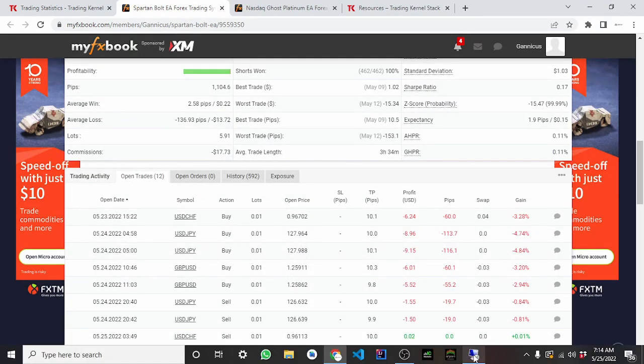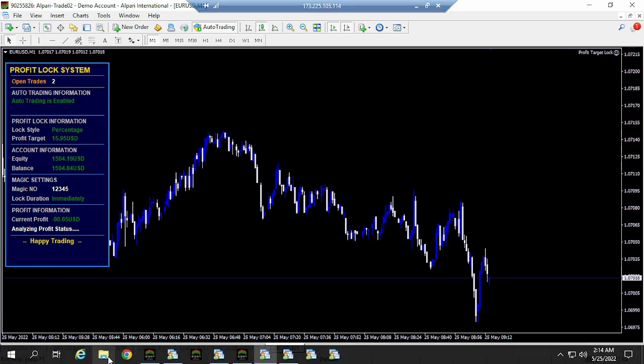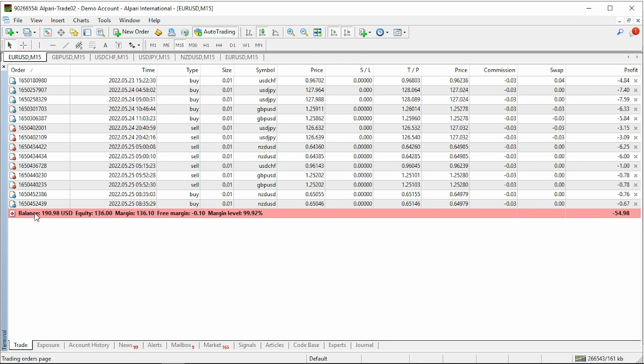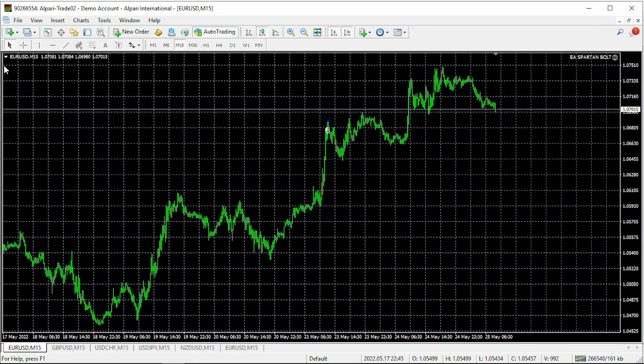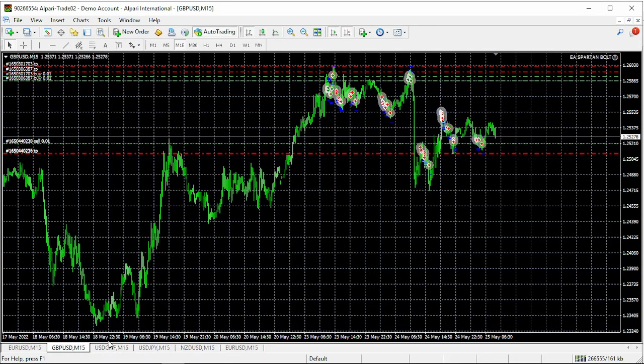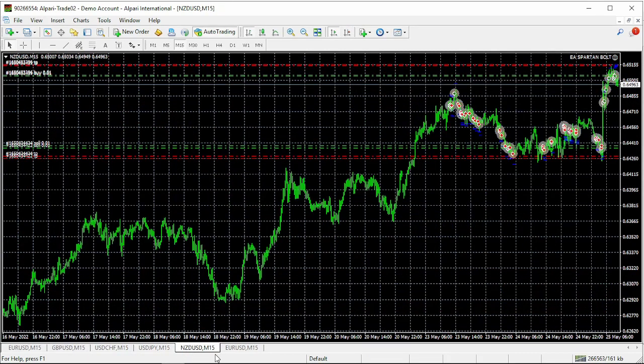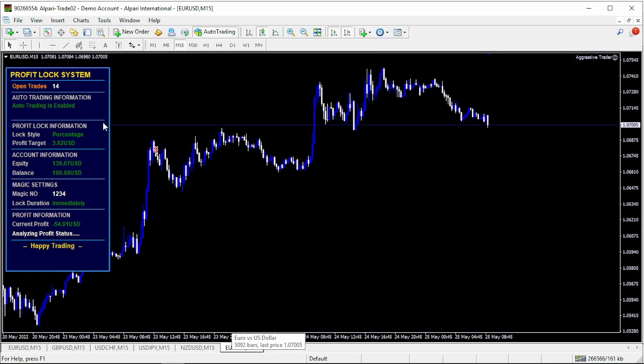So let's just go to the platform and look at the Spartan Boots. Okay, so this is the Spartan Boots. We are currently in a profit of $190.98. Looking at this, let's look at the exposure here. You can see the trades that it's on here. We also have profit lock, which helps us to lock in these profits.